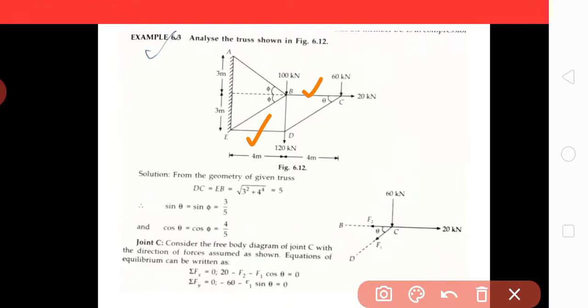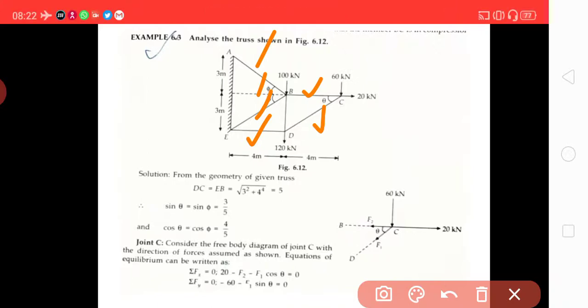This and this are of equal length, this and this are of equal length, and this is equal. Hence, now you can make a trigonometric analysis of this structure first. From the geometry of the given truss, DC equal to EB equal to under root 3 square plus 4 square, that is 5. Sin theta or sin phi comes out to 3 upon 5, and cos theta and cos phi come out to 4 upon 5.